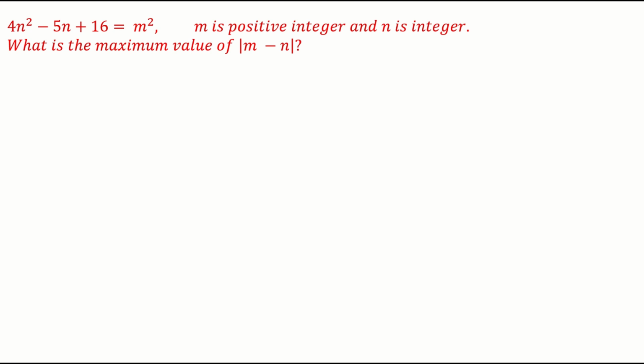Okay, the next problem is 4n square minus 5n plus 16 equal to m square. M is a positive integer and n is an integer. N can be negative or positive. M is a positive integer. What is the maximum value of absolute m minus n?